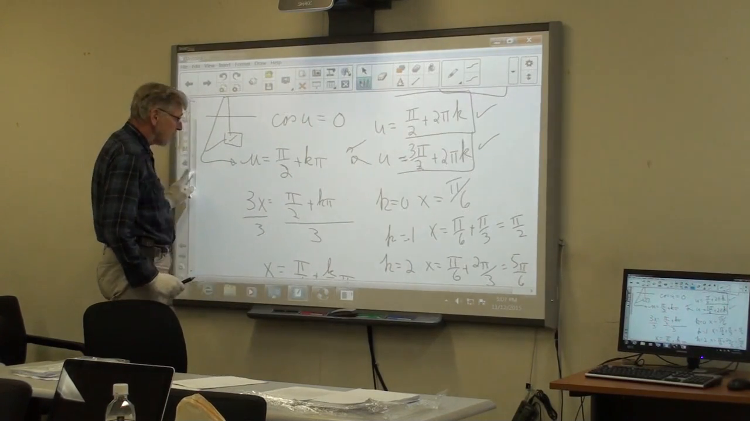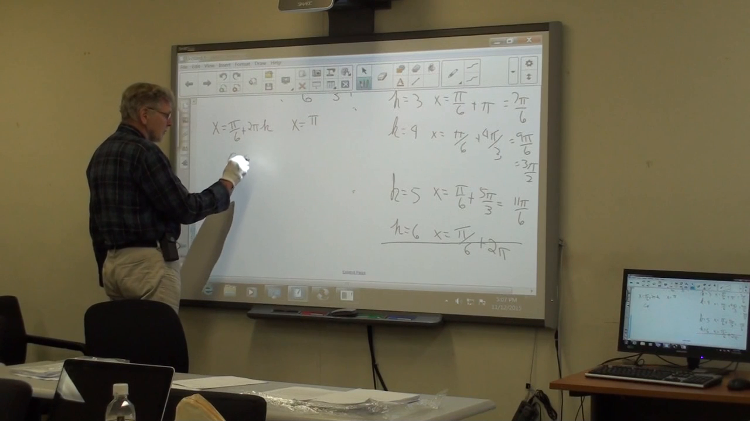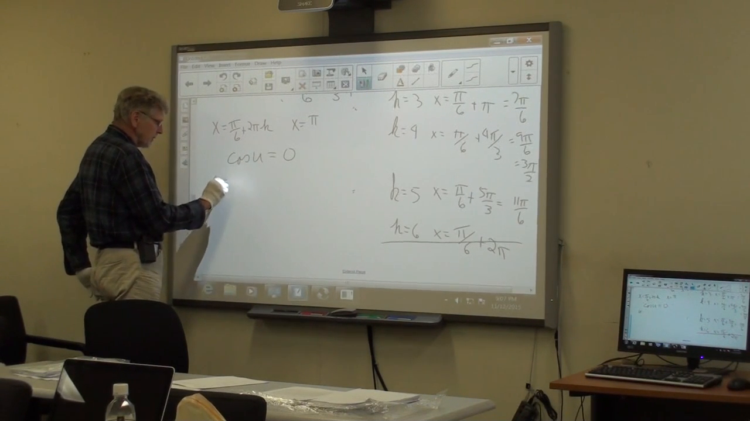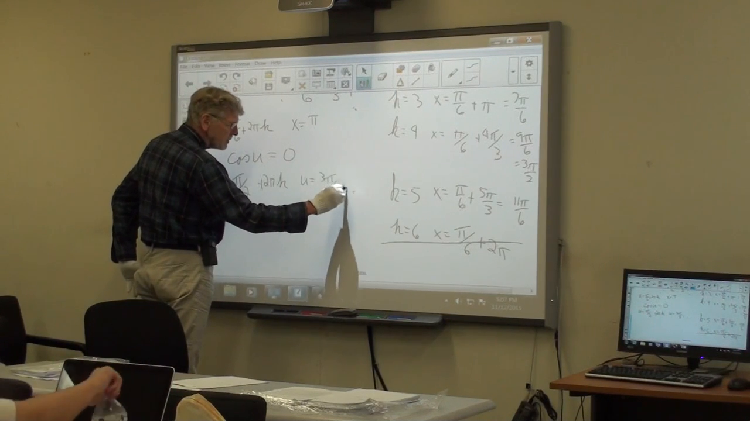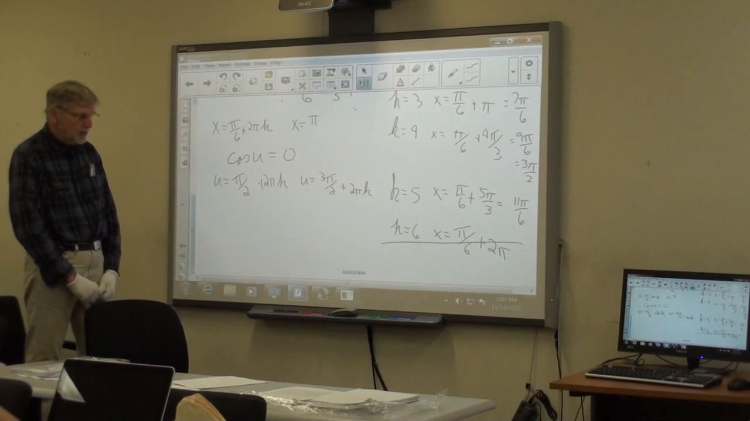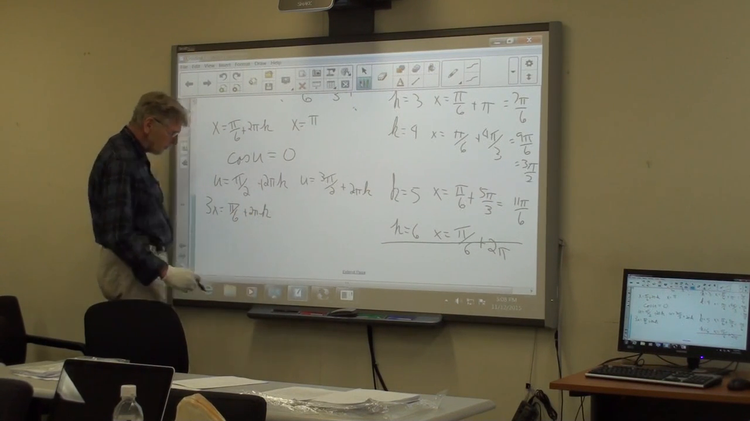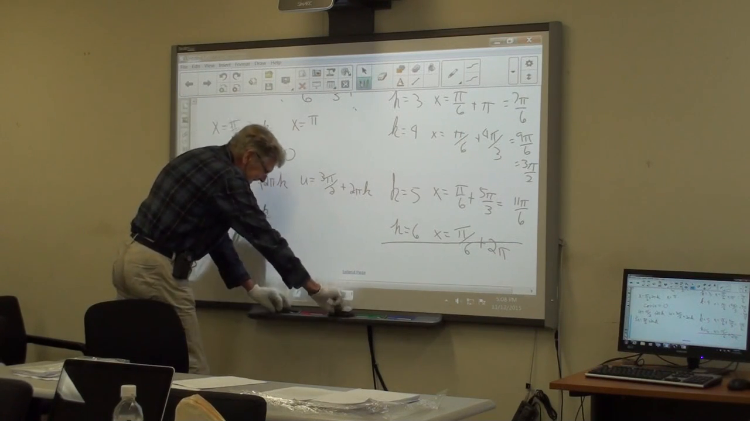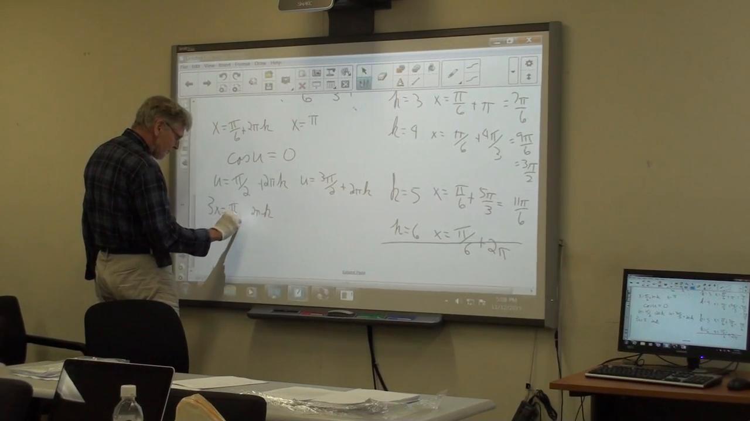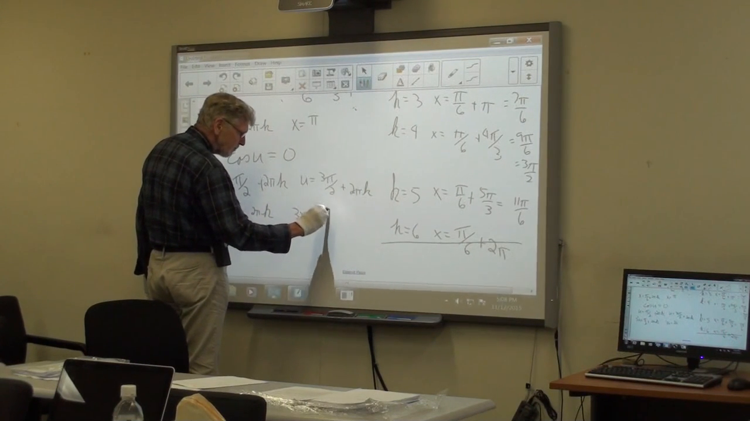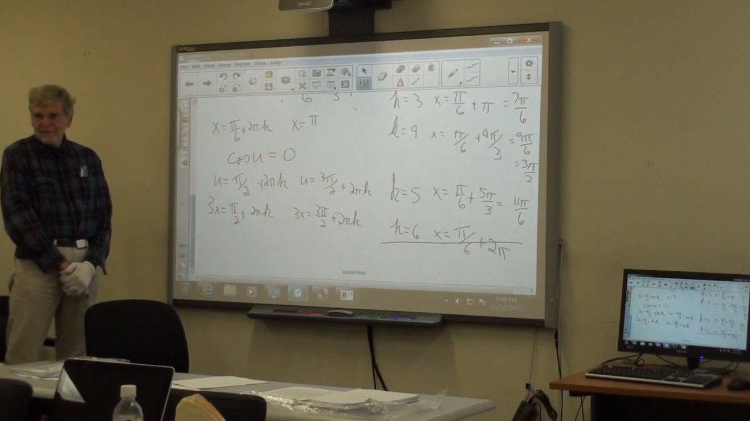Okay, so let's backtrack. All we have is this equation right here: cosine of u equals zero. This tells you that u equals pi over 2 plus 2 pi k, or u equals 3 pi over 2 plus 2 pi k. We okay on that? Yes. So this means 3x equals pi over 2 plus 2 pi k. Slow down. And 3x equals 3 pi over 2 plus 2 pi k. Are we okay? I think so. Well, let's be sure.